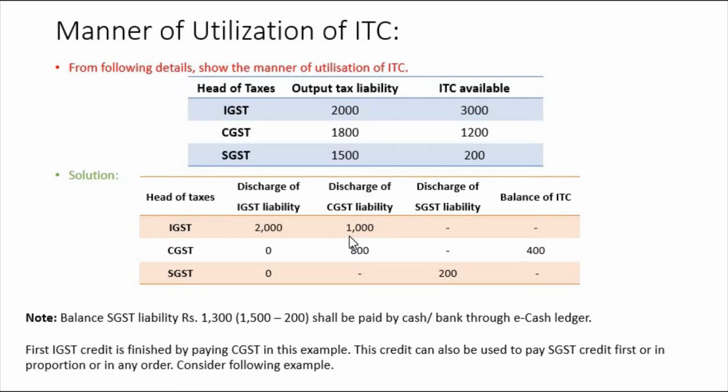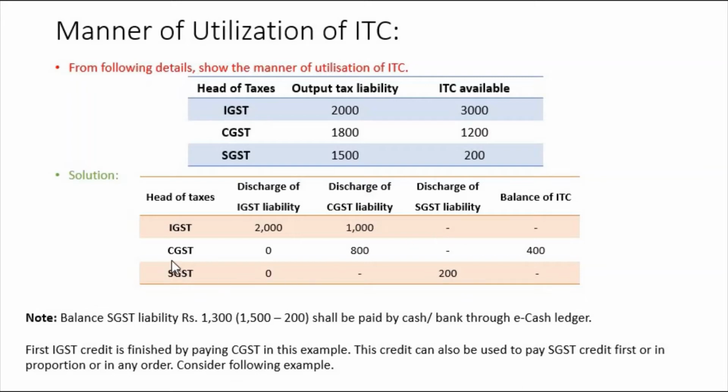How am I getting this? See, out of this 3000, I have used 2000 for IGST liability, right? And 1000 is still remaining, and that is used for payment of CGST liability. So total 3000 has been utilized here, and therefore no balance. There is nothing to utilize for SGST.